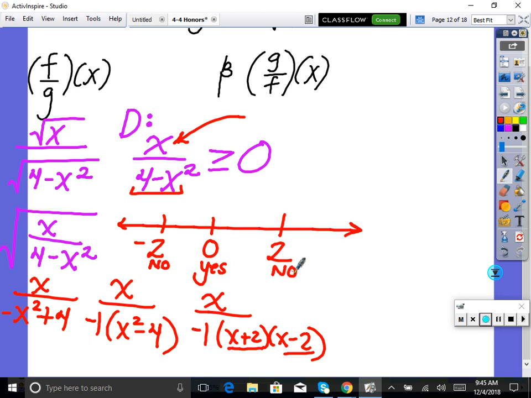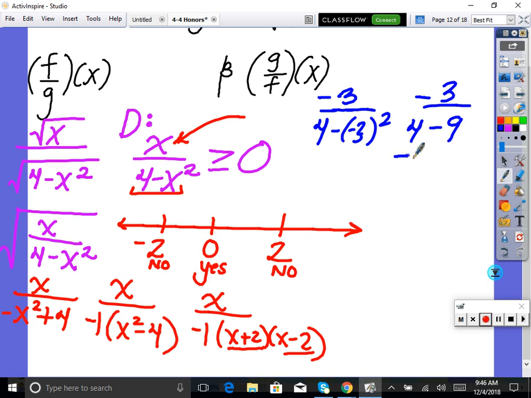Then what we did to find the domain was we tested values so that we knew our answer in interval notation. So we tested a value below negative 2 and saw if it was a true statement. So watch me plug in negative 2. Negative 2 over 4 minus negative... we can't plug in negative 2. That's already a no. We could plug in negative 1, that would be in here. Or negative 3, okay. So negative 3, then that's negative 3 squared. So on top we have negative 3, and on bottom we have 4 minus 9. So isn't that negative 3 over negative 5? Yes. So is 3/5 greater than or equal to 0? Yes. So the answer is yes here.